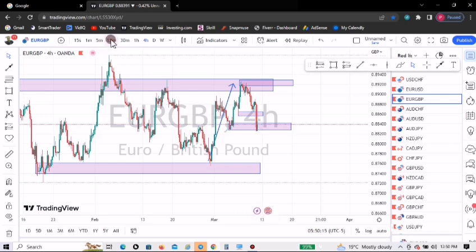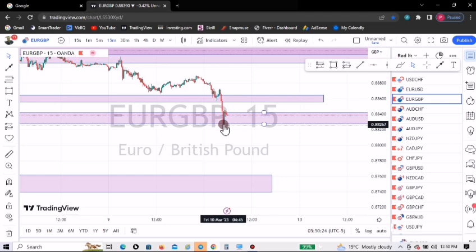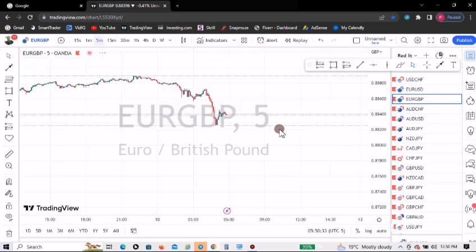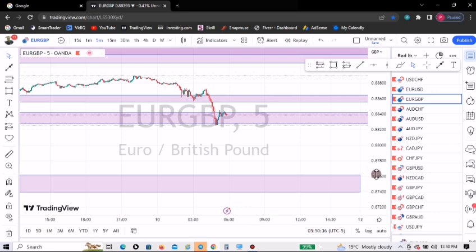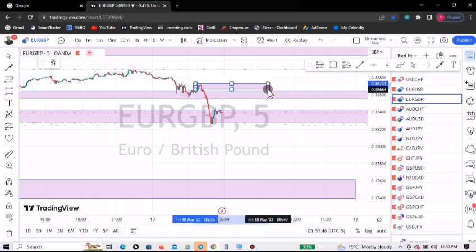Let me just move on to the 15-minute time frame. You can see that right here, price attempted closing below this, but quickly pulled back. Let me just drop it to the 5-minute time frame to see what is happening. This is sort of a downtrend. This is the lowest point. If price closes above this, because this is where the downward movement began, you buy.